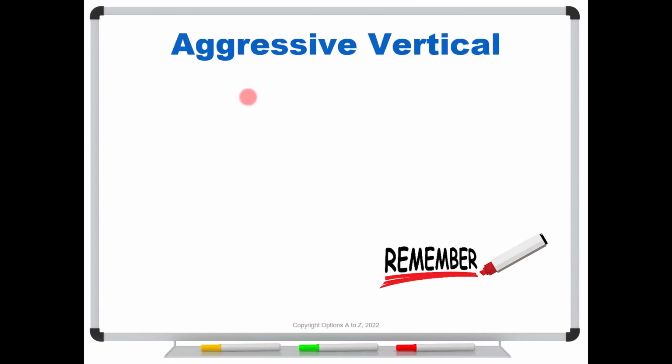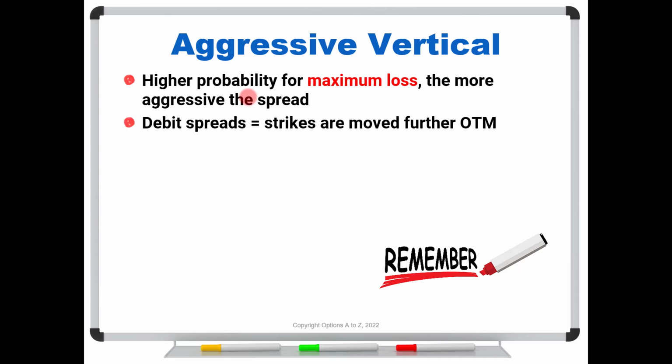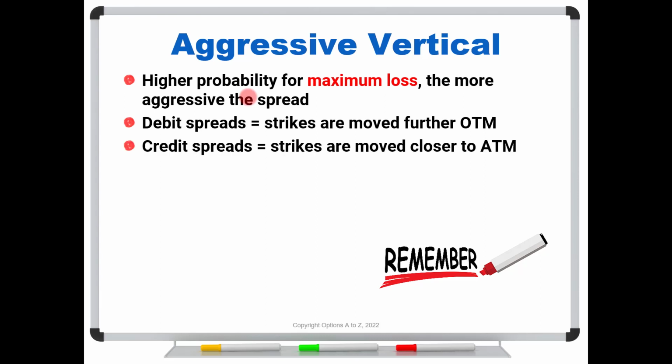So the main thing to remember for your vertical spreads, the higher the probability for the maximum loss, the more aggressive the spread. So for debit spreads, it means the strikes are moved further out of the money and or that they are also widened. It's always about the higher probability for maximum loss. For the credit spreads, it's just the opposite. The strikes are moved closer to at the money and or widening out those strikes. So it can get confusing, but if you always fall back to this definition, the higher probability for maximum loss, you'll always be able to remember which spread is more aggressive.